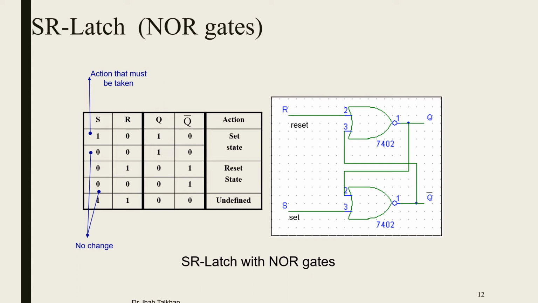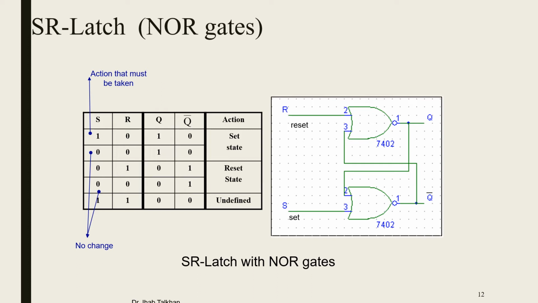As you can see in this state table, 1 and 1 is forbidden. You cannot use 1 and 1 because 1 and 1 means Q equals Q bar, and this is not valid, of course, and this is what we call the undefined state. This is a property of the NOR gate, and this is the main definition, the reference of our flip-flops, in order to understand the set, reset, and no change states. This is actually the SR latch with the NOR gate.